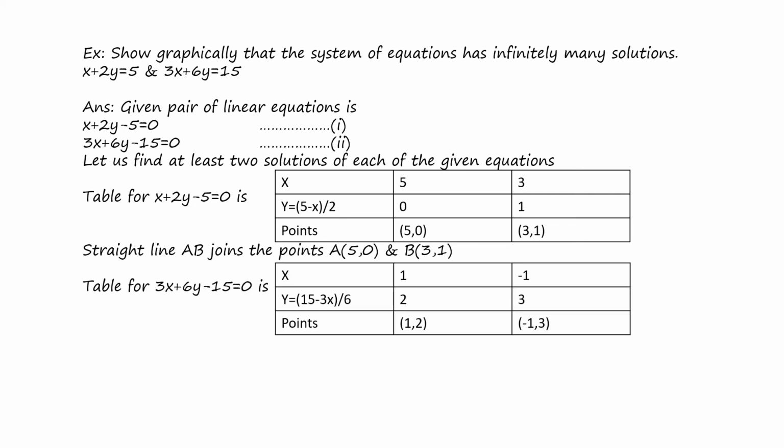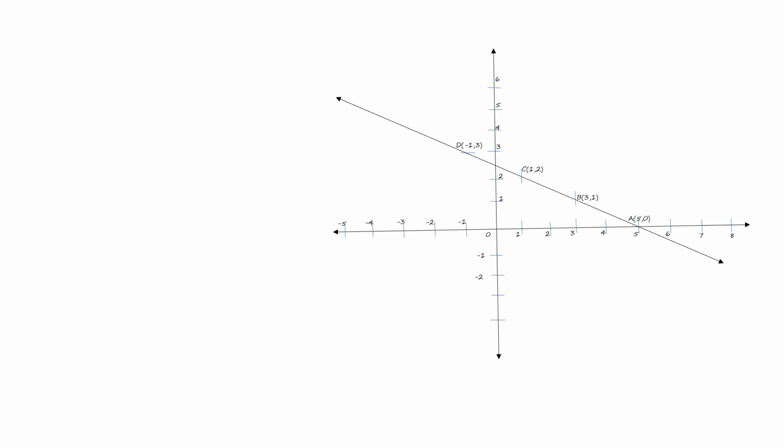And the table for 3x plus 6y minus 15 equals 0: when x is 1, y is 2, and when x is minus 1, y is 3. So we got another 2 points, (1, 2) and (minus 1, 3). The straight line CD joins the points C (1, 2) and D (minus 1, 3). Now the graph represents like this. It is clear that all the points A, B, C, D lie on the same line.